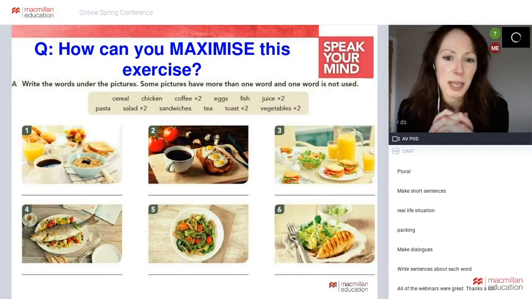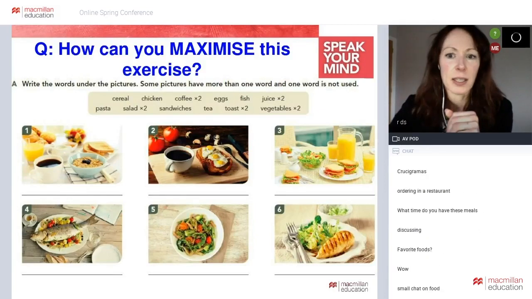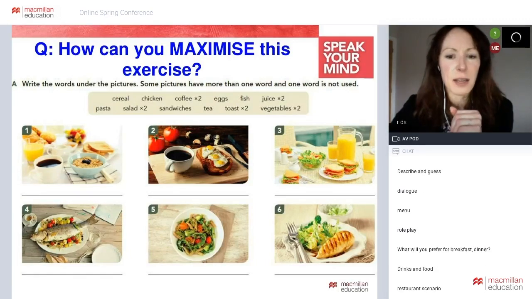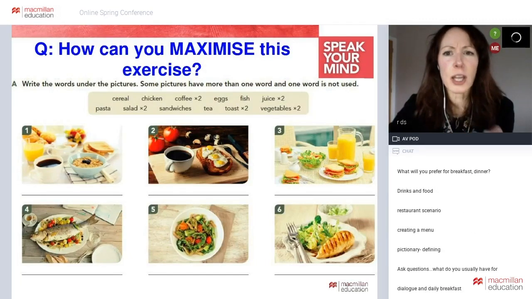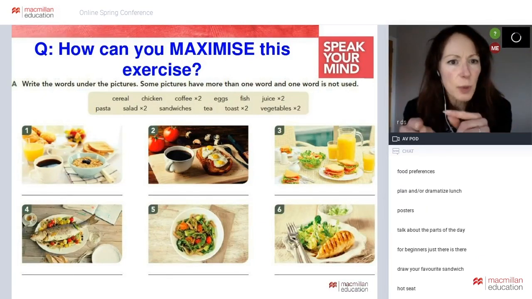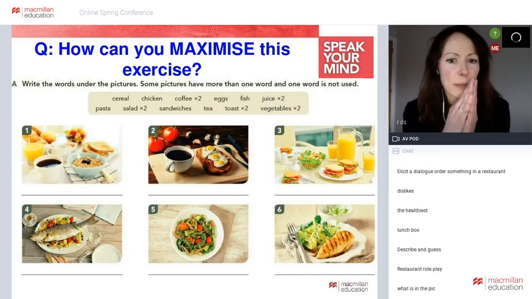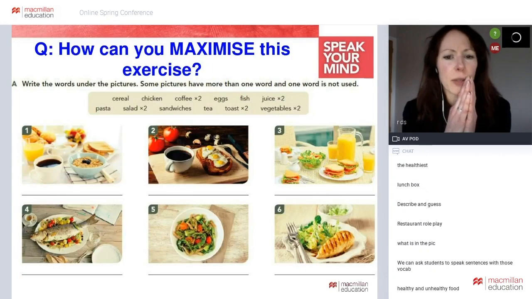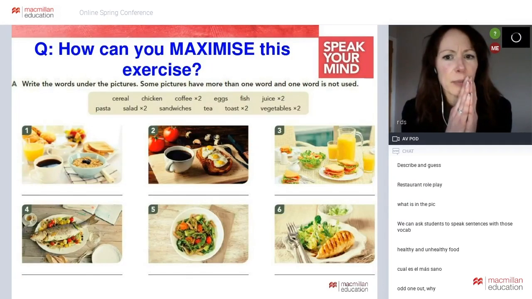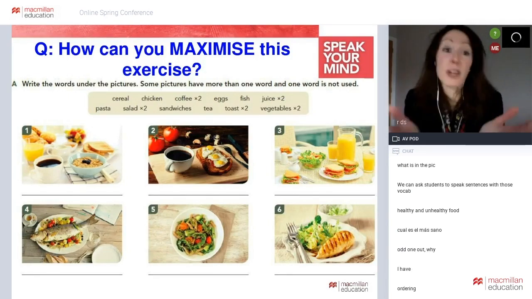These are fantastic answers. Back again. So your favourite one? Small chat on food. Yeah, likes, dislikes. Lovely. These are great. And the fantastic thing is all of these are really natural. It's the language that's prompting you to make these suggestions. So they're really natural, correct, real life usages. Brilliant. The healthiest. Healthy and unhealthy. Oh, fantastic. Yeah, these are great. Well, all of those are great.